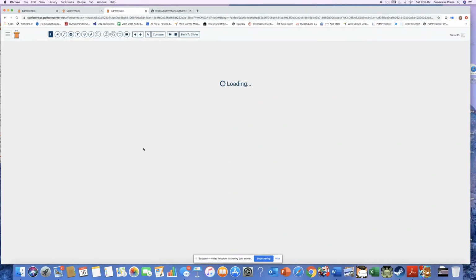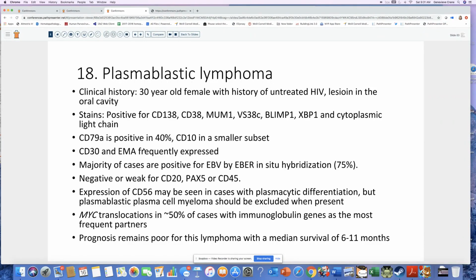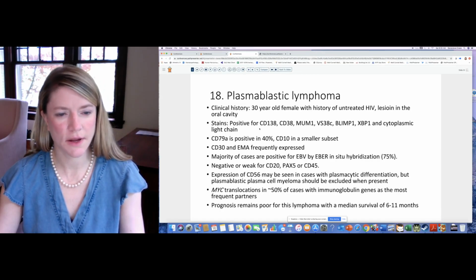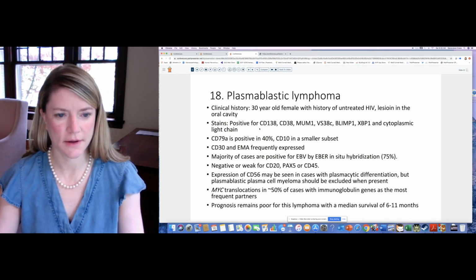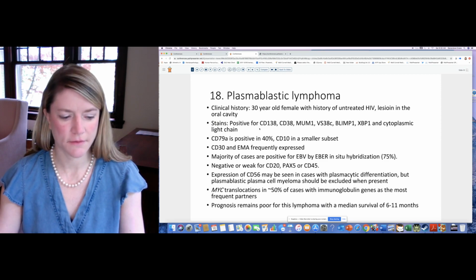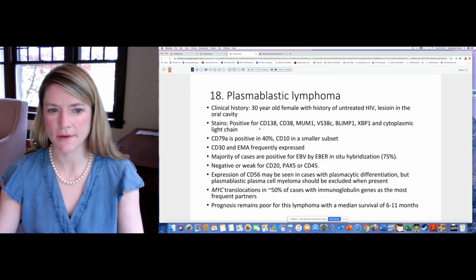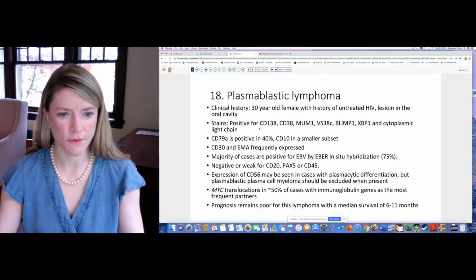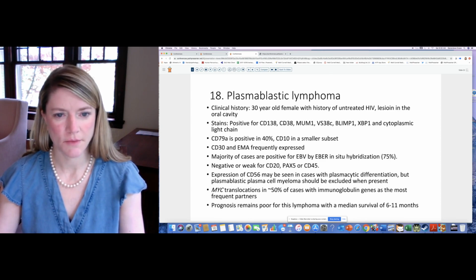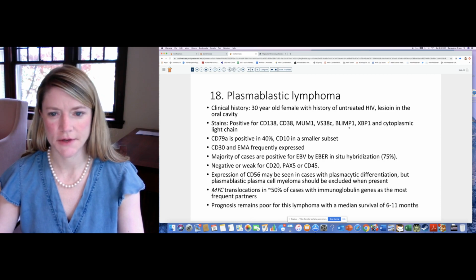And indeed, this was a patient with a history of untreated HIV and a lesion in the oral cavity. These sometimes can be challenging because they'll be negative for a lot of our classic stains to look for a hematopoietic malignancy such as CD45, CD3, and CD20, but they do express markers typical of plasma cells such as CD138, which also, of course, can be expressed by epithelium, but more specifically CD38, MUM1, part of P63VS38C, and markers of plasma cell differentiation such as BLIMP1 and XBP1.